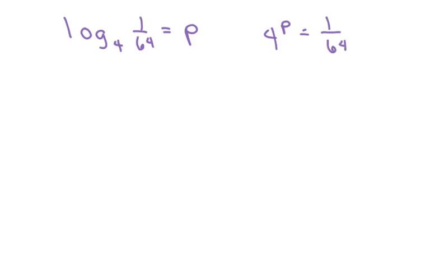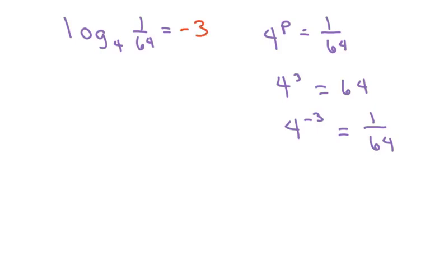Now we have log base 4 of 1 over 64. You're looking for your power. So 4 to some power equals 1 over 64. We know 4 cubed is 64, so we know that 4 to the negative 3 is 1 over 64. So my p equals -3.